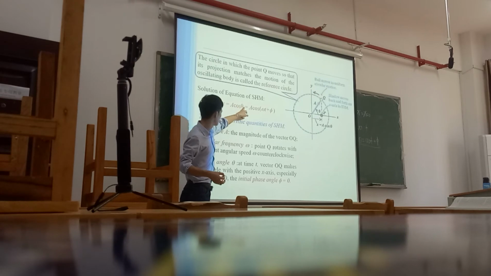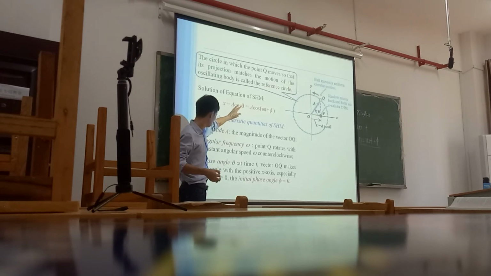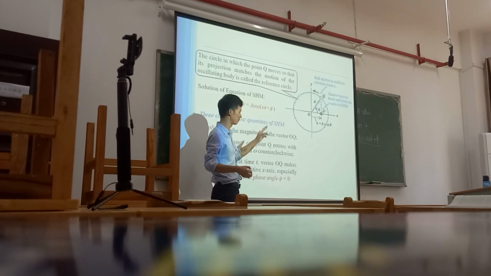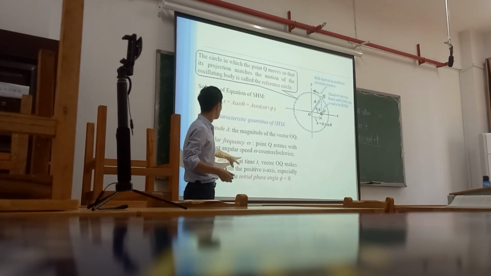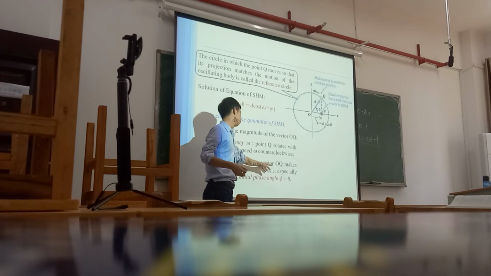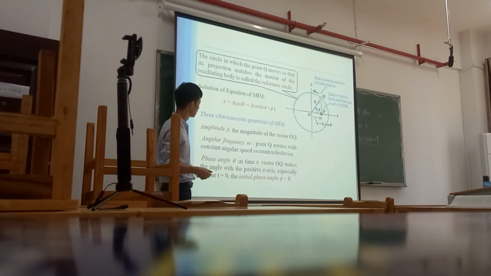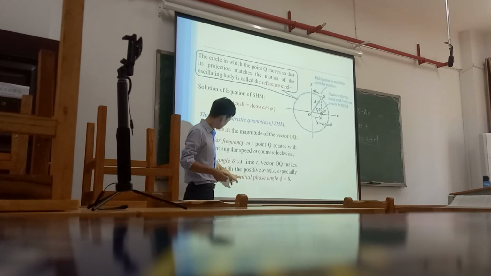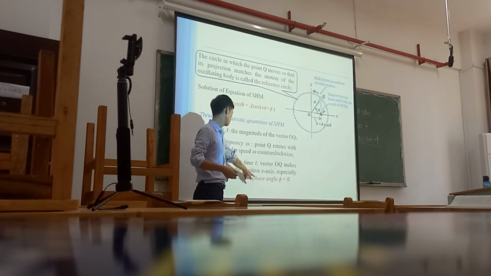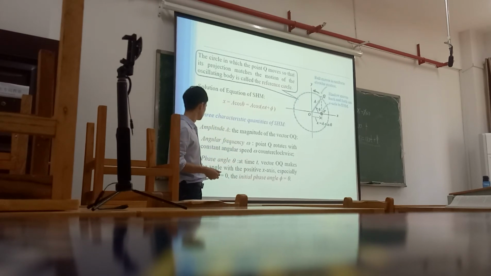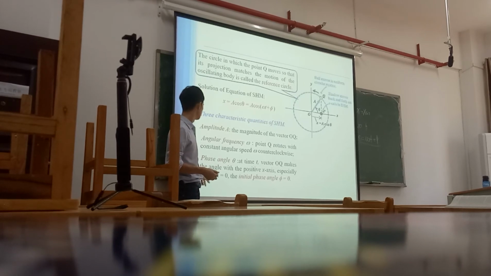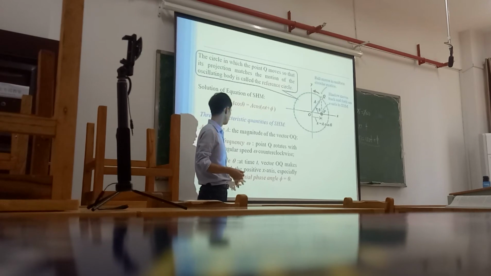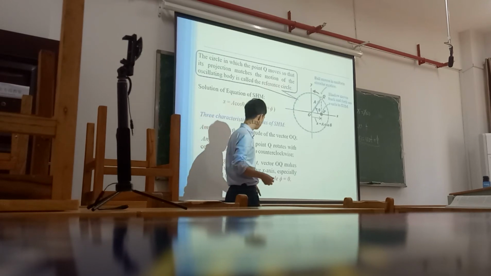And the phase angle, the phase angle theta. The phase angle is this theta, and theta is equal to omega t plus phi. At time t, the vector OQ makes the angle theta with the positive x-axis. We must know that this is made with the positive x-axis, and especially at time t equal to 0, phi is the initial phase angle.